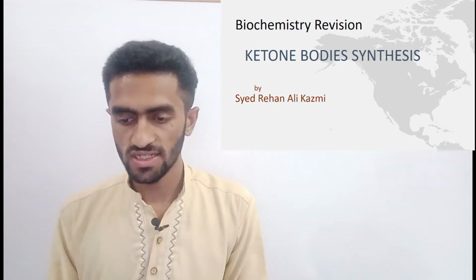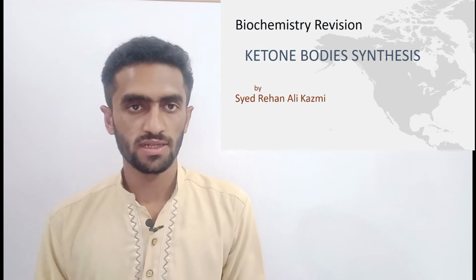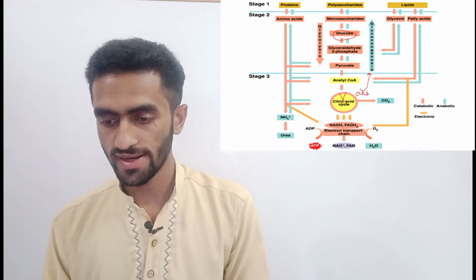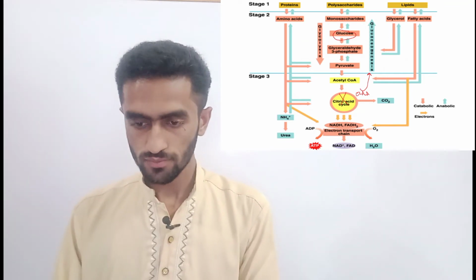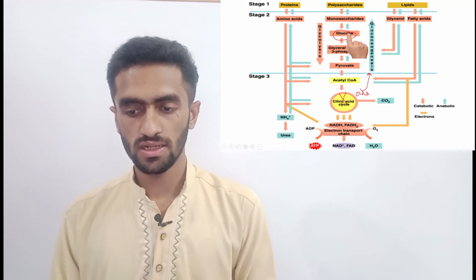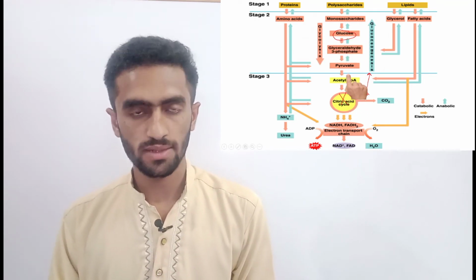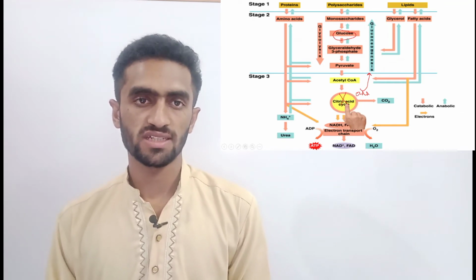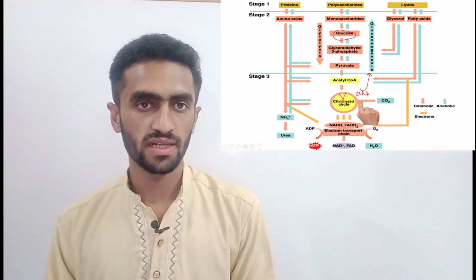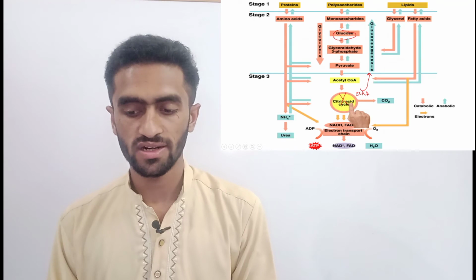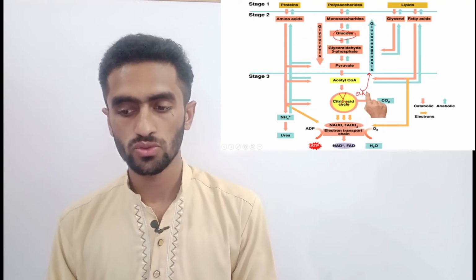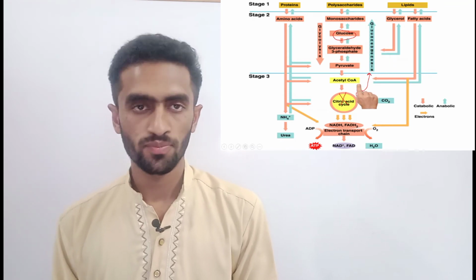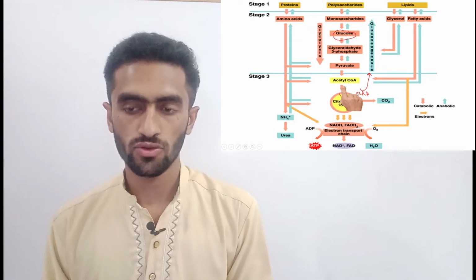Bismillahirrahmanirrahim. Now it is time to revise ketone body synthesis, which is very high yielding in case of starvation or in a diabetic person. When the glucose level is low, acetyl coenzyme A is not utilized by the TCA cycle, because oxaloacetate, which is an important intermediate of the TCA cycle, starts to be used in gluconeogenesis to produce glucose. In this way, acetyl CoA starts another pathway, which is ketone body synthesis.